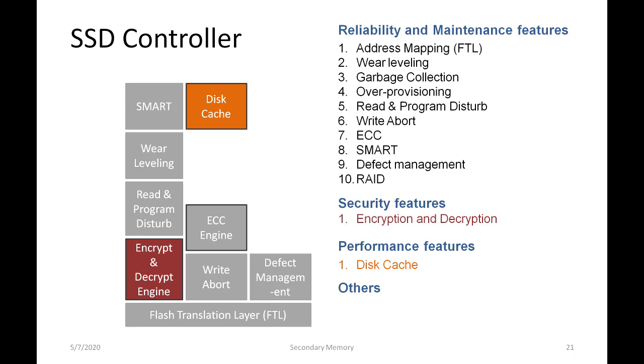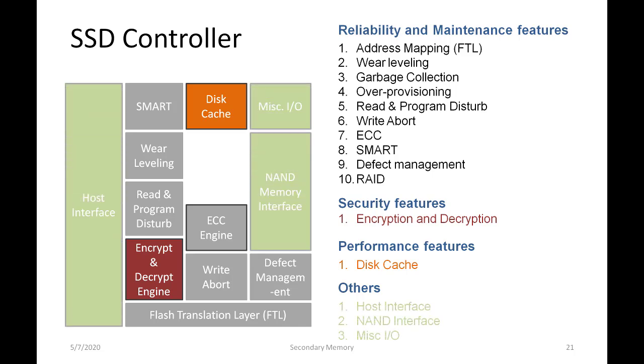When it comes to the performance aspect, just like we have the regular memory hierarchy of registers, multiple levels of cache followed by DRAM and then the secondary memory, within the secondary memory we can have a cache. This cache is DRAM based, primarily to give faster accesses to the host. Apart from this, there might be other activities to handle, like communication with the host and the NAND chips, apart from other miscellaneous IO operations.